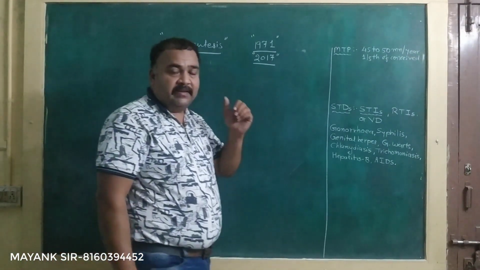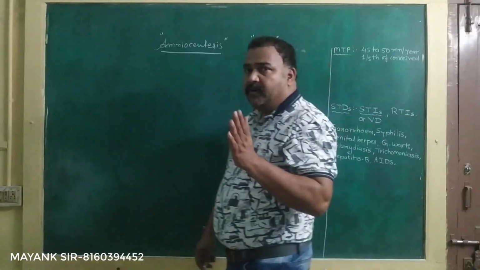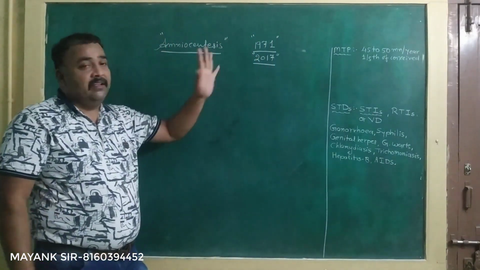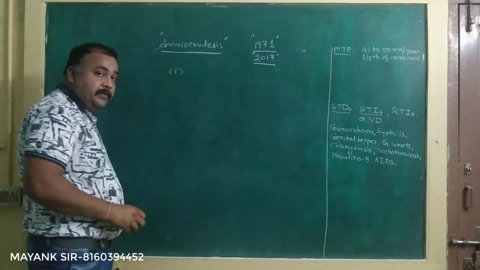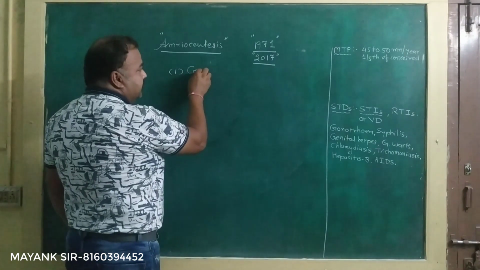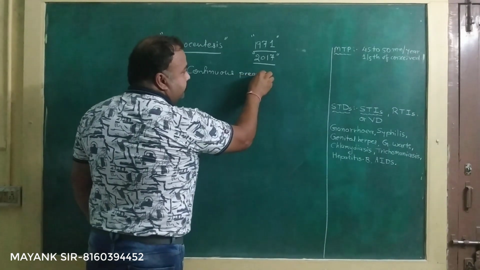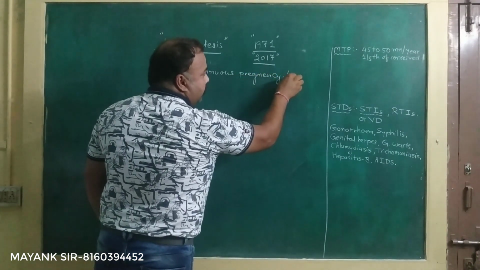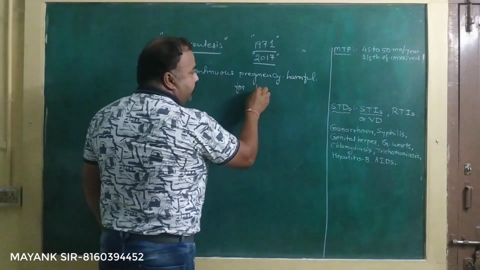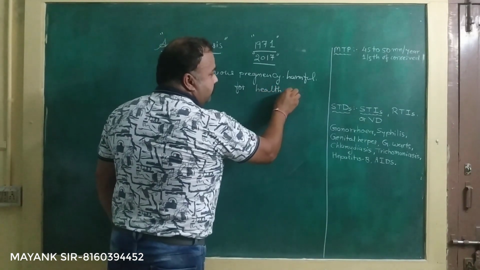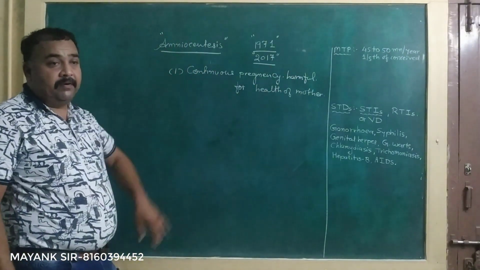So in which cases can the medical termination of pregnancy or abortion be done? There are four kinds of situations in which the MTP or abortion can be done. The first situation: if continuing the pregnancy is harmful for the health of the mother, then the MTP can be performed.